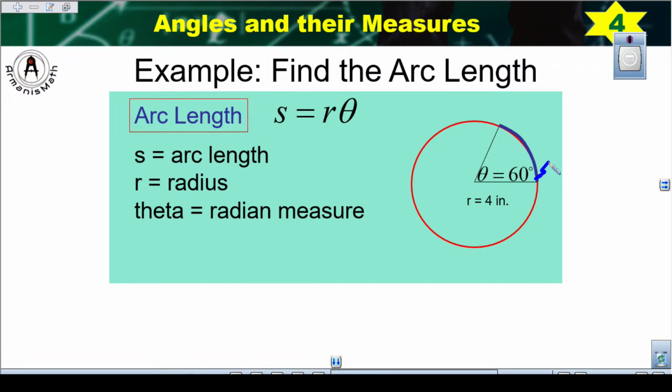Let's do it here. I'm going to use the formula here. So S, the arc length, equals R times theta, and remember this theta is in pi radians. So if they're giving me the theta in degrees, I have to convert that to pi radians. So what is 60 degrees in pi radians? What do you guys think? Convert from degrees to pi radians.